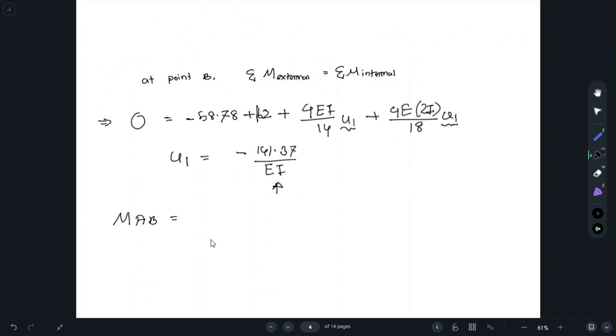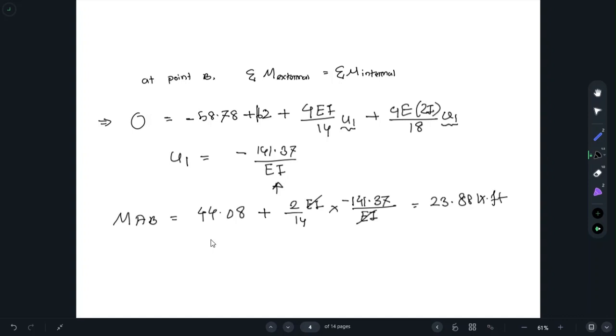So the values are 44.08, it was anti-clockwise, that's positive, plus it was actually twice EI over 14 multiplied by the Doki. The Doki was minus 141.37 over EI. These EIs will cancel each other, and we will get a value of 23.88.